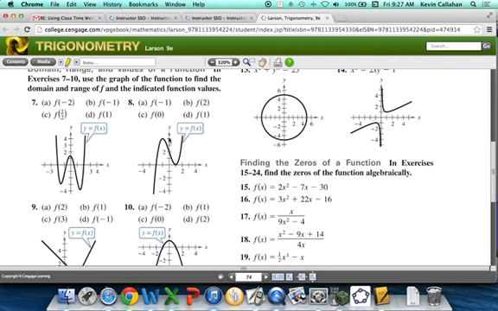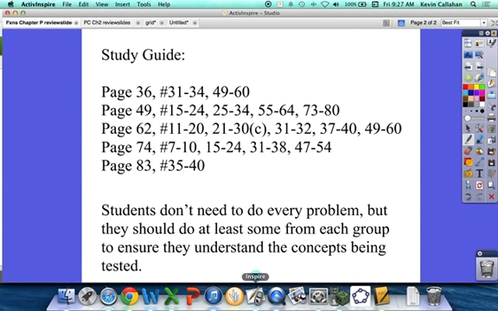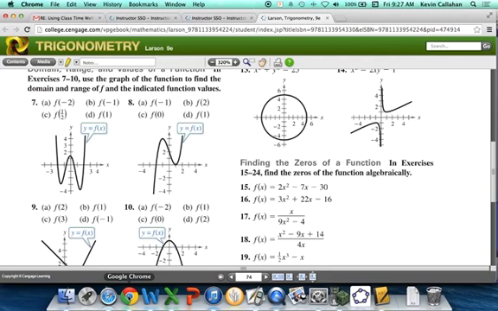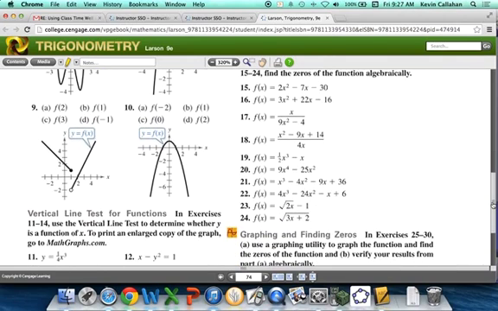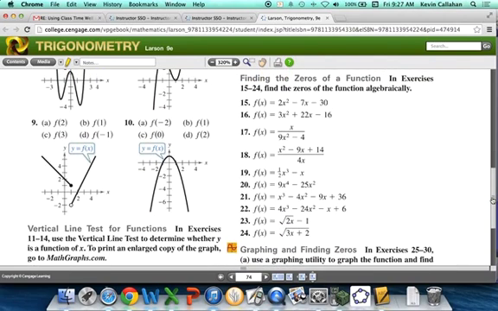Okay. Next, 15 to 24. Well, here's another. It says find, it's a little bit of a mistake, I'd say, but we already talked about finding the zeros of a function algebraically. How do you find the zeros of a function with a calculator? Graphically.